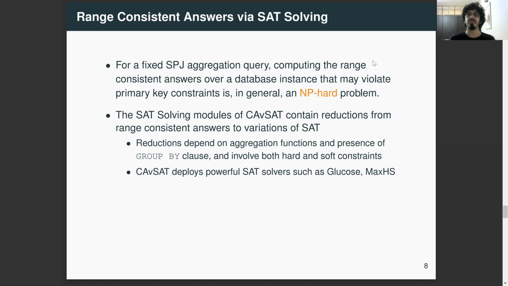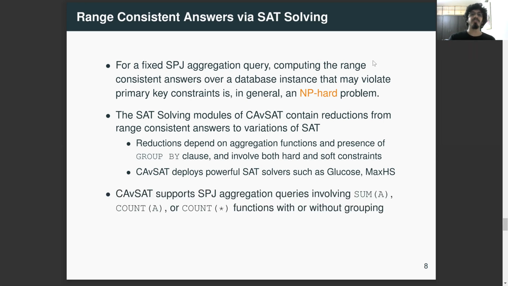We also have different methods. For example, if the query contains a group by clause, you need an iterative method because for each group you need to compute the two bounds. And these instances therefore can have both hard and soft clauses, right? And of course, as I said, after constructing a SAT instance, CAvSAT deploys a suitable solver such as Glucose or MaxHS to compute the optimal solution. And then these solutions are translated back to the range consistent answers to the query.